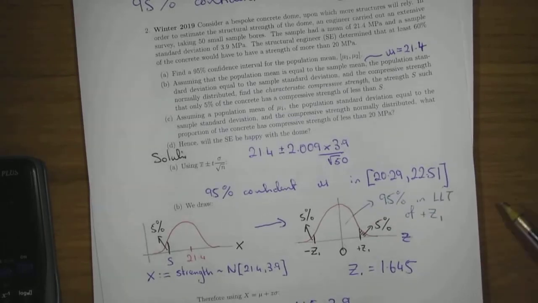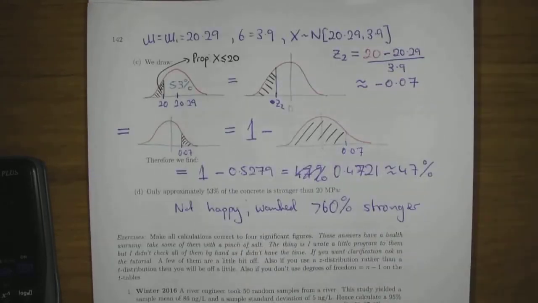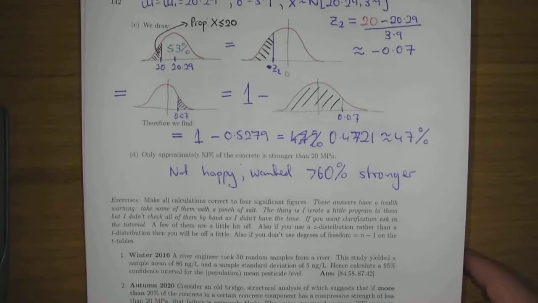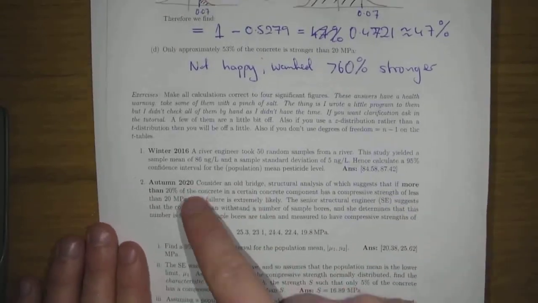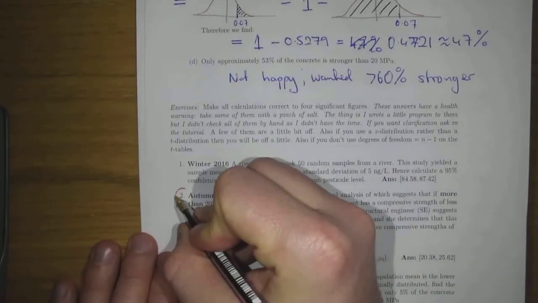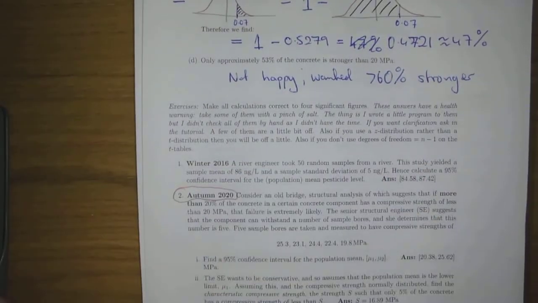And all this kind of uncertainty is where your factors of safety and factors of ignorance come in. Okay. So a similar question to this is autumn 2020, and I might have something like one of these on the assignment. I'm not sure yet.